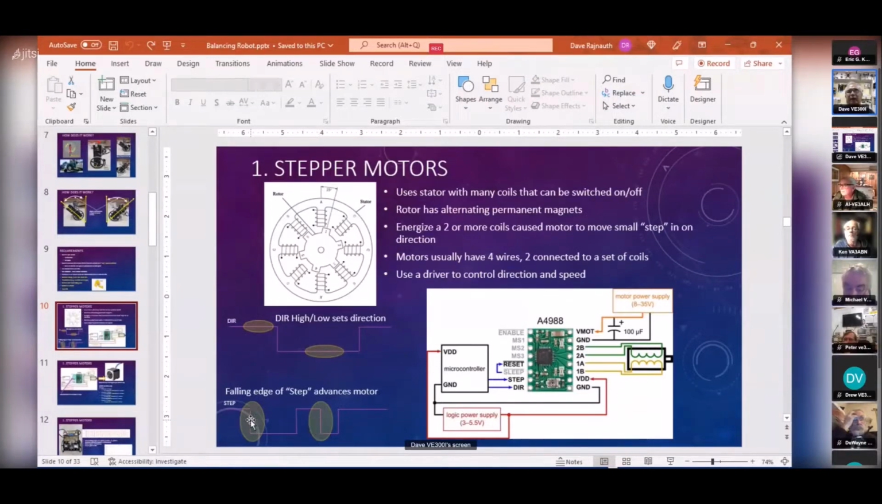And guess what the time between those falling edges is? That's the period of a signal. So this is basically a frequency. You're sending out a square wave, and the period between the rising edges sets the speed of the motor.